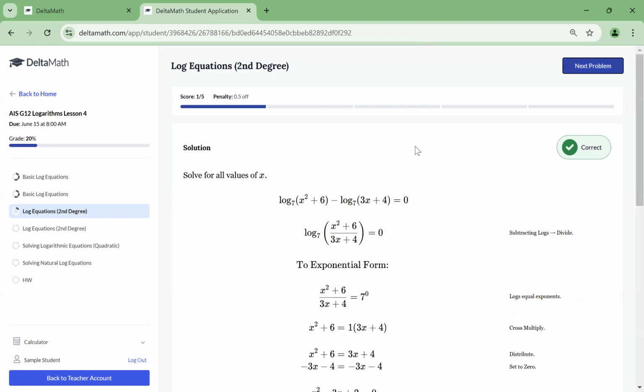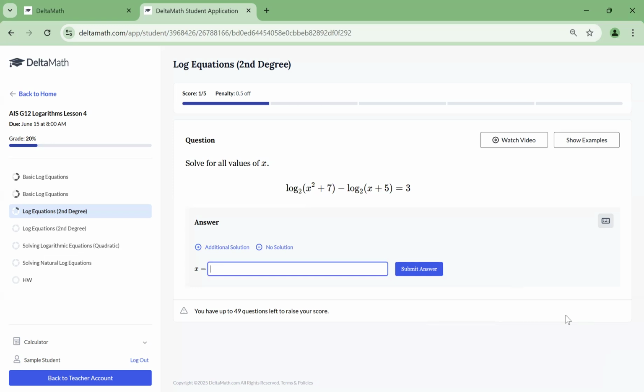Let's try another problem. So again, you can just concatenate into a single expression. You have log base 2 of x squared plus 7 over x plus 5 equals 3. And you can get rid of the base just using a base of 2. So 2 cancels log base 2. You have x squared plus 7 over x plus 5 equals 2 power 3, which is 8.